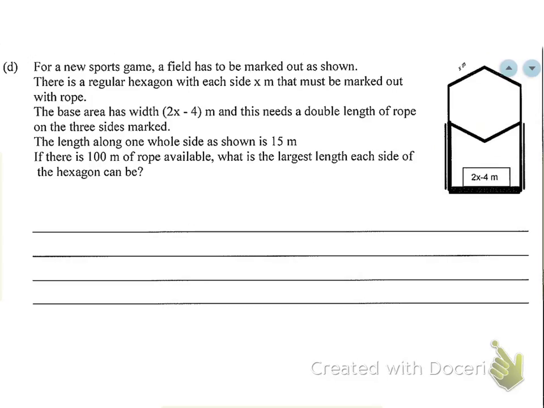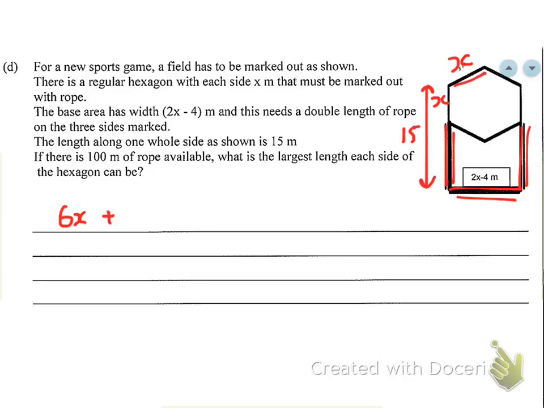Well, read the question. Each side here is x in length, and we know that the whole length down here is 15, and so we know that this double area is 15 minus x. And we've given that, and that's 2 of those. So let's write out the perimeter for the rope.